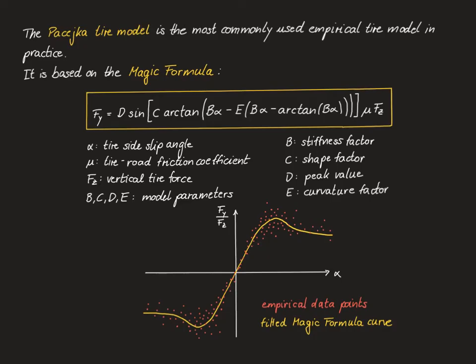So we now have a good grasp of what tire models are and what they're used for, and we've also seen the most important tire models, except for Dugoff's model, which we will consider later on.